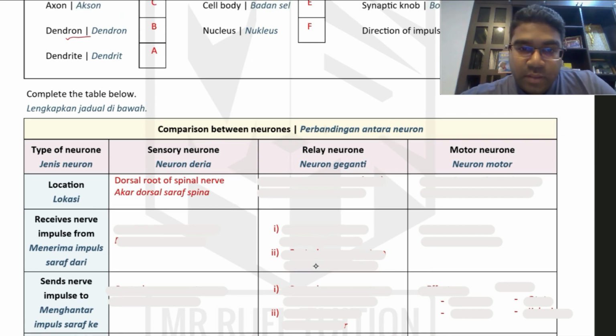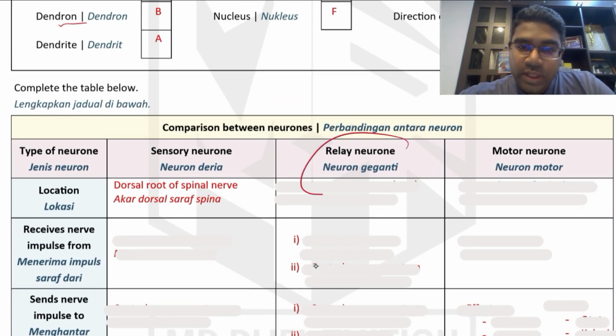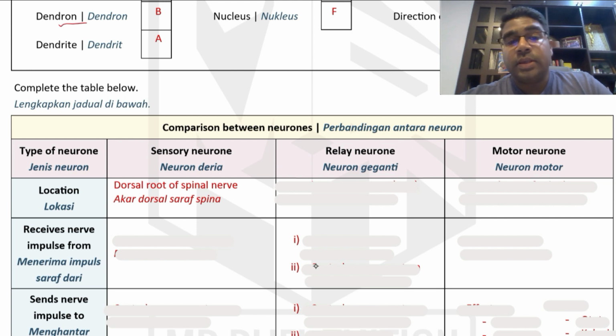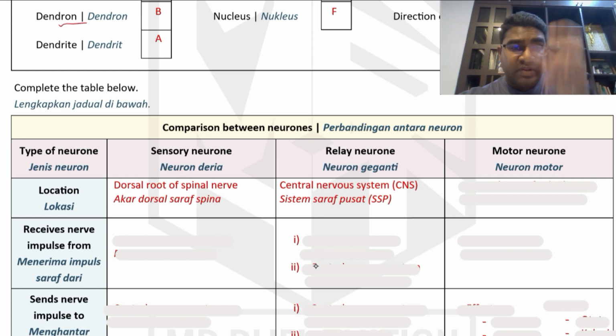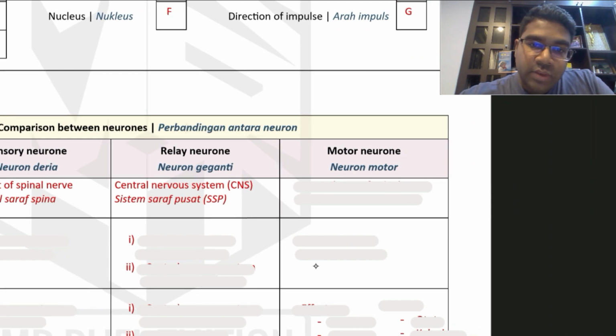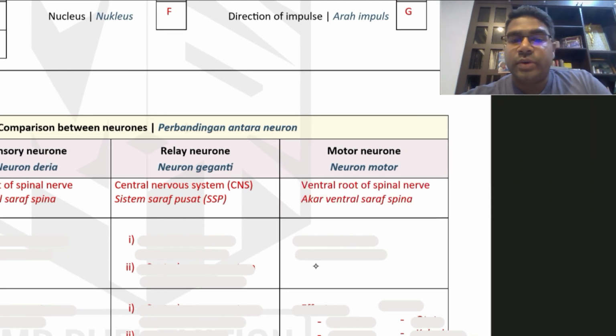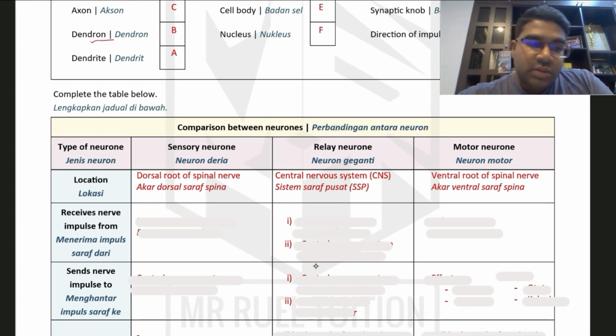Okay, then the relay neuron is where? Neuron geganti ni di mana? So, sekali lagi, neuron geganti ini sebenarnya di CNS. It's in the sistem saraf pusat. Okay, di dalam saraf tunjang. Is in the spinal cord. Okay, and then we have the motor neuron. Mana neuron motor ini? Is in the ventral root, akar ventral pula saraf spinal, for the spinal nerve. Right? So this is the location. So it receives from where?